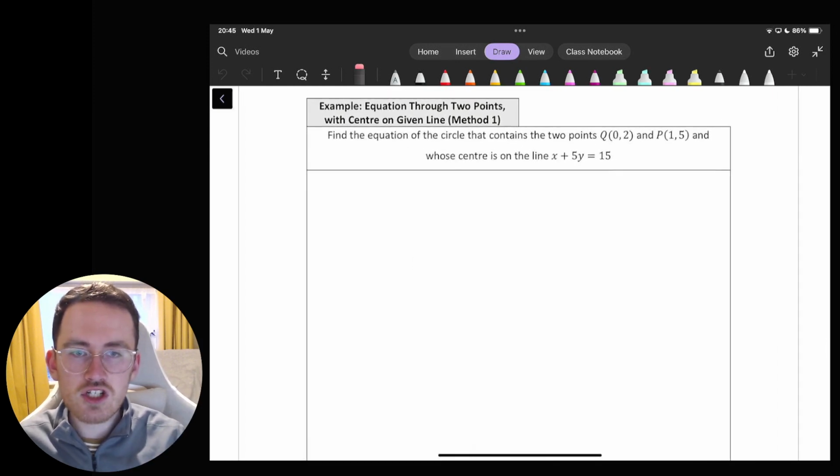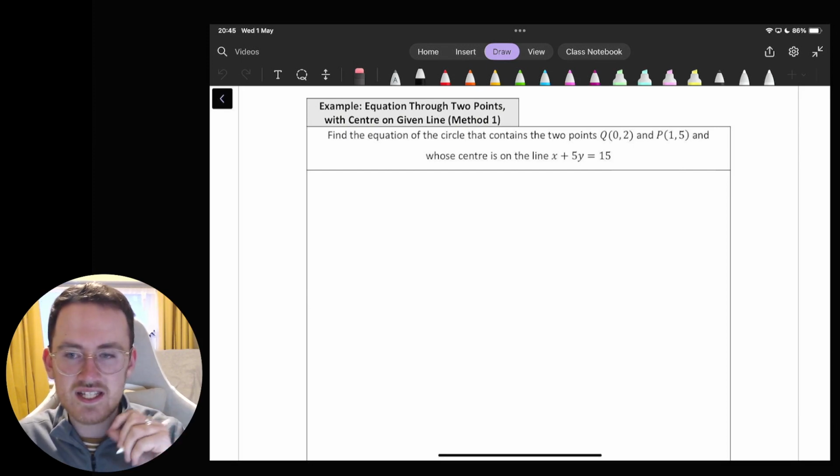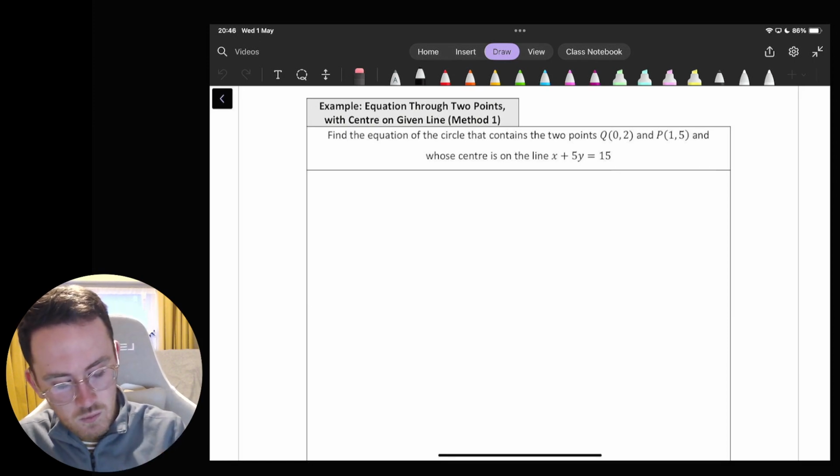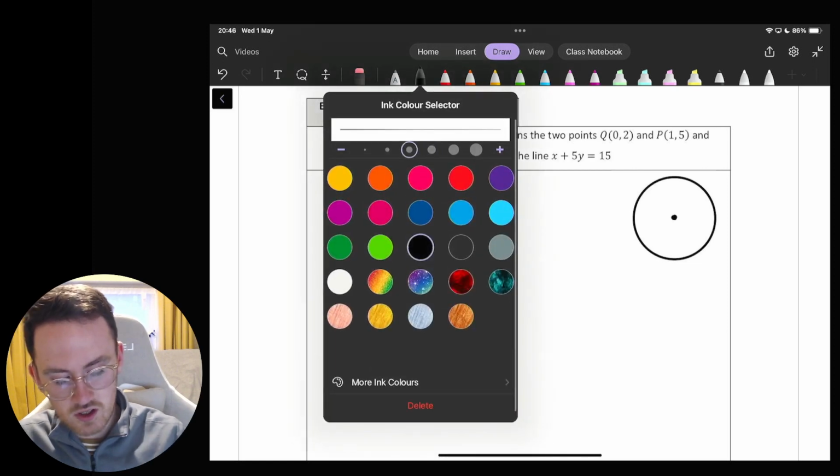So finding the equation of a circle that contains 2 points and we have a centre line as well. So we have a line on which we know the centre lies. And what this actually means for us in terms of the geometric approach is it saves us a little bit of work here. So let's have a little look at how that is.